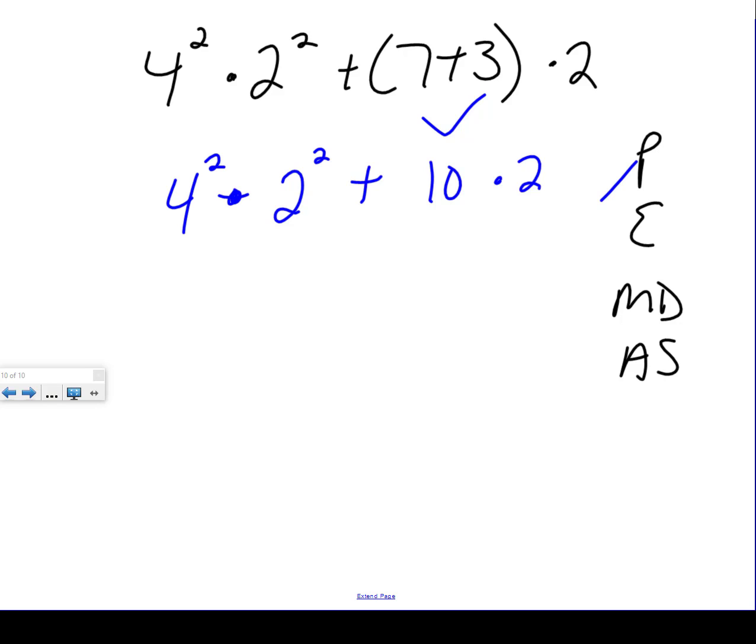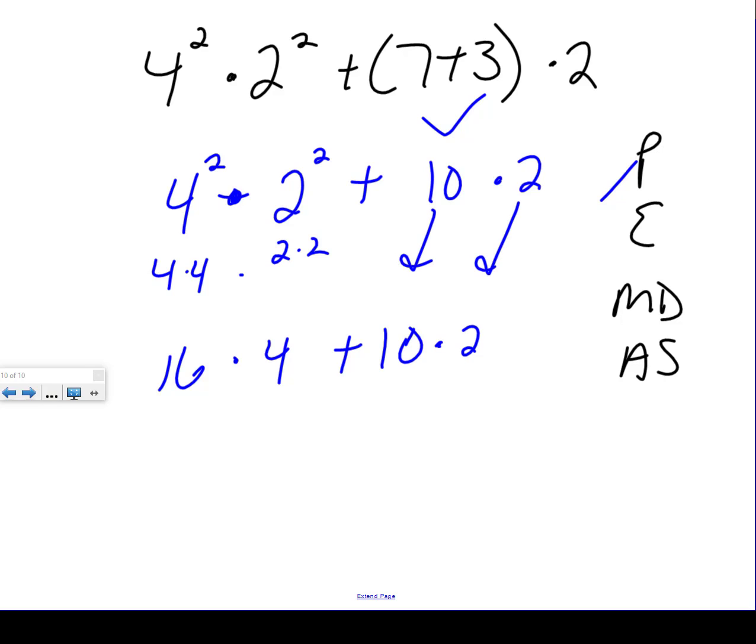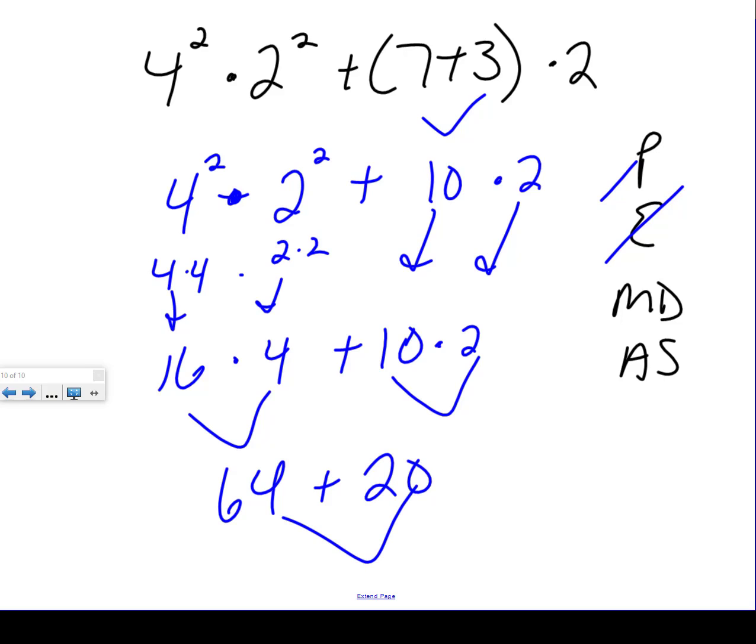My exponents are 4 squared, which is 4 times 4, which is 16, and 2 times 2, which is 4. Bring down everything I haven't used. This, and then this became that, and this became this. Okay, so exponents are done. Now I'm at multiply, so I'm going to multiply here and here. 16 times 4 gives me 64, and 2 times 10 gives me 20. I'm going to add in the very end, and I end up with 84.